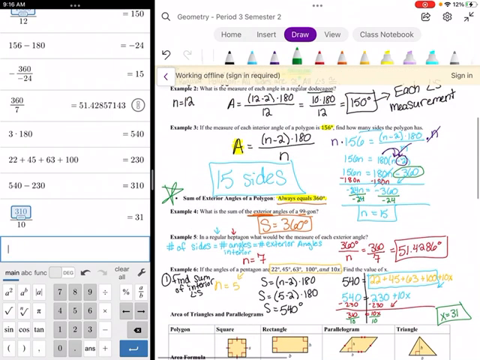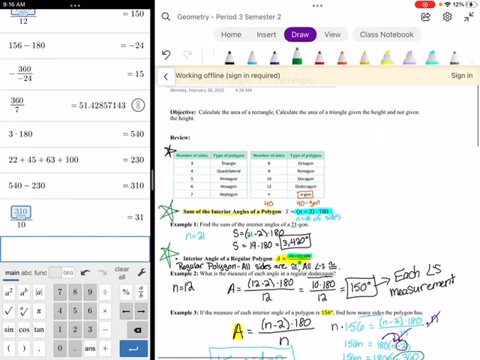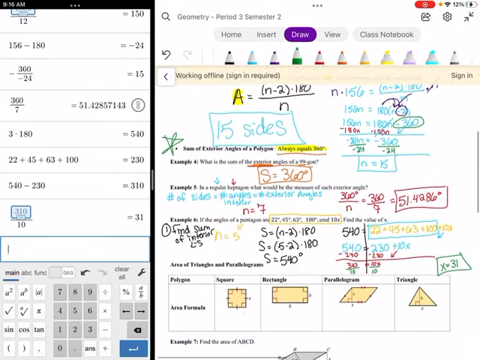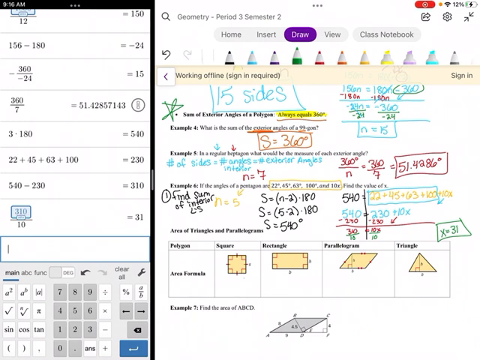Okay. And we're going to do more practice with these tomorrow. So we're going to keep working on them so that we start to memorize those equations that we need to have memorized.